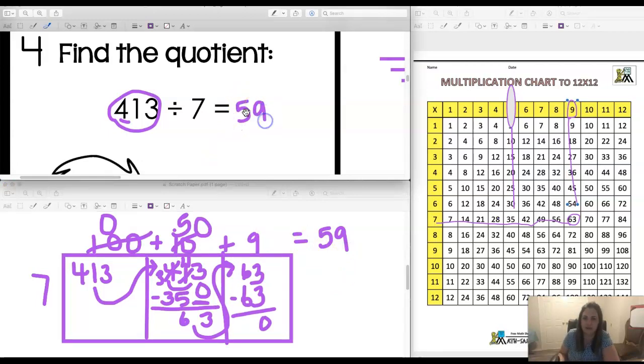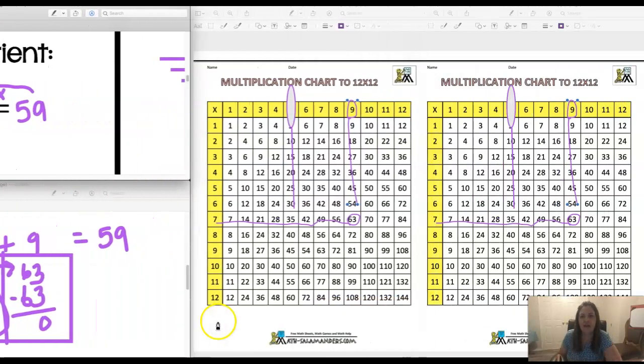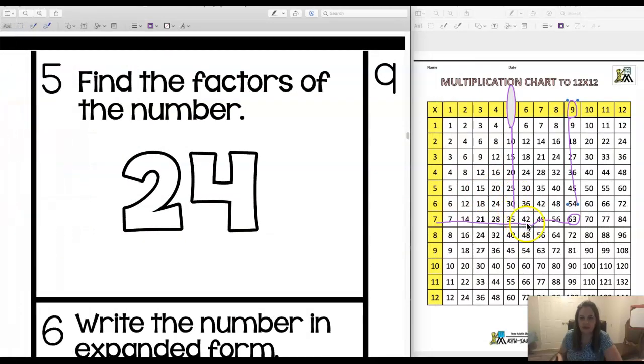Now remember, a good way to check yourself to make sure you're right is you take your answer and you multiply it with your divisor, and it should equal the total you started with, 413. If it does, then you know you're right. Question 5. Find the factors.